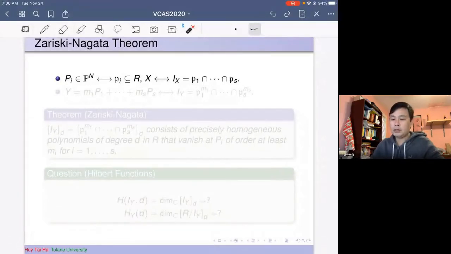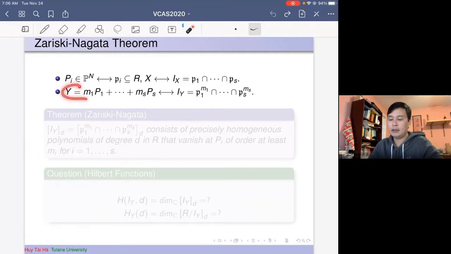So if we start with a point P_i here, it corresponds to a prime ideal inside the polynomial ring, and of course the set of points will correspond to the intersection of these prime ideals. We can look at points with multiplicity. In other words, we can look at m_1 copies of P_1 up to m_s copies of P_s. One way to write that is the collection Y equal to m_1 P_1 plus up to m_s P_s. This is what's usually called a fat point scheme.